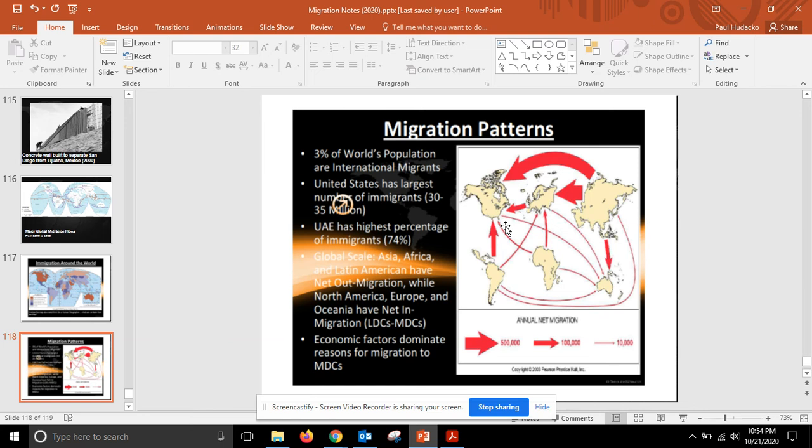Then we talk about a global scale. Again, Asia, Africa, and Latin America are going to have out migration. We've talked about that. And obviously, they're not as developed, so they're not going to be as attractive of an area to be. They're going to try to find opportunities, which is where people would go, to North America, Europe, and even parts of Oceania, Australia and New Zealand and places like that. They will have the in migration, where LDCs are going to try to move to these MDCs. So again, the number one reason people are going to move is for economic reasons. And that is why MDCs are going to have an advantage of net in migration versus an LDC.